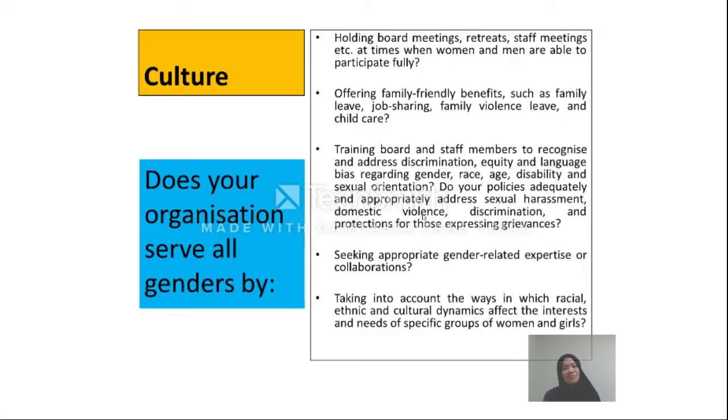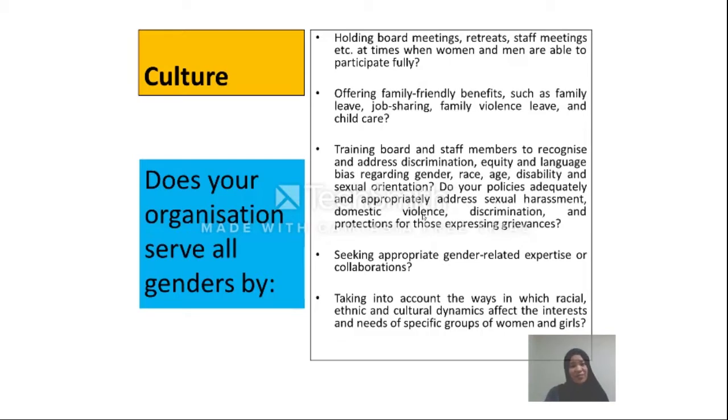Second, does your organization offer family-friendly benefits such as family leave, job sharing, family violence leave, and child care? Third question, does your organization train board and staff members to recognize and address discrimination, equity, and language bias regarding gender, race, age, disability, and sexual orientation? Do your policies adequately and appropriately address sexual harassment, domestic violence, discrimination, and protections for those expressing grievances?